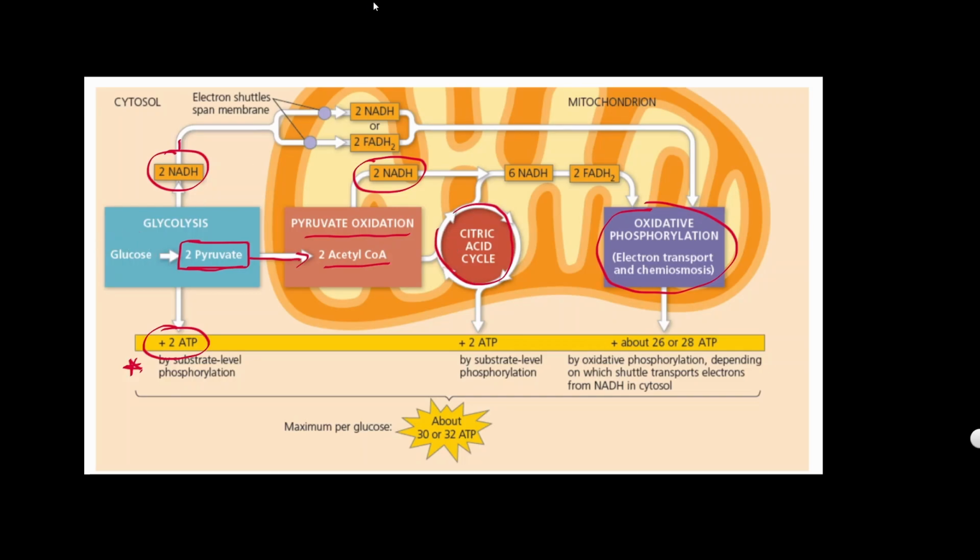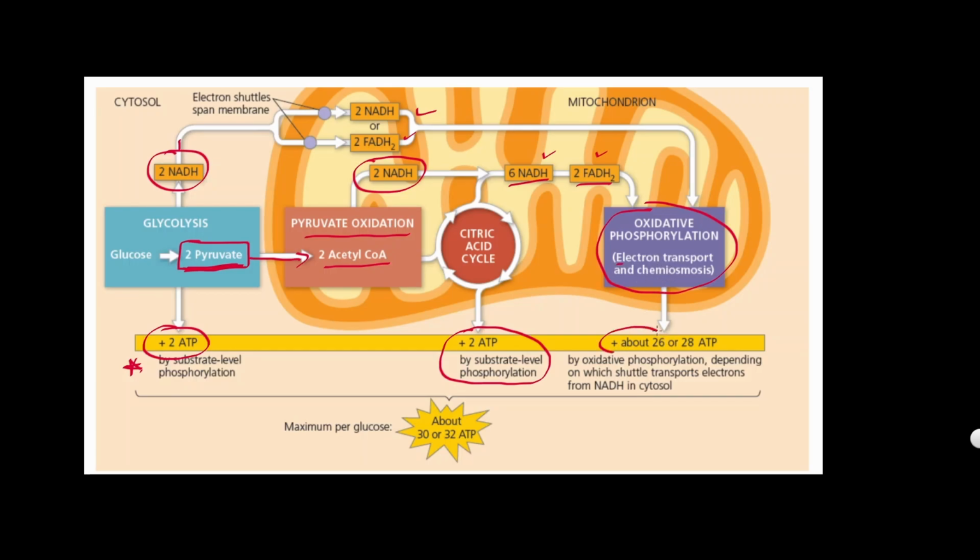molecule of glucose. Okay, so everything gets multiplied by 2 here inside the mitochondria, because we have 2 pyruvates. Now, 6 NADHs from the citric acid cycle, 2 FADH2 from the citric acid cycle, and from substrate-level phosphorylation, you make 2 ATP.